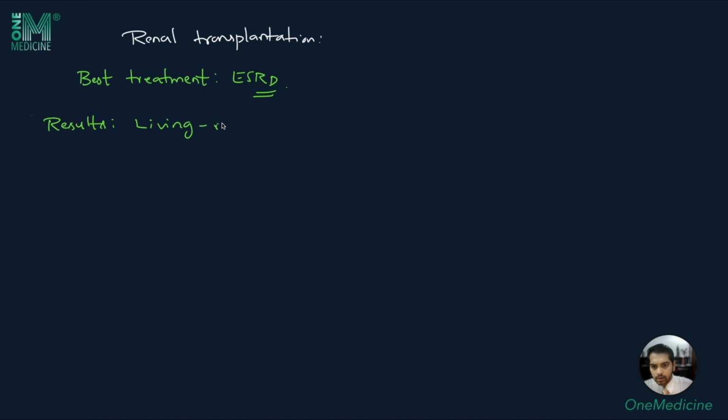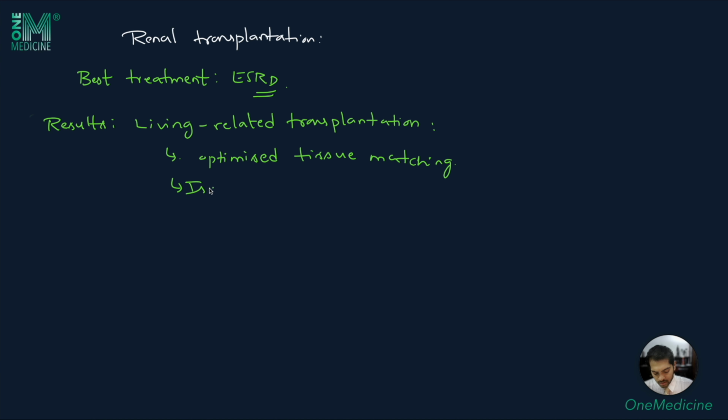Next topic is renal transplantation. This remains the best treatment option in case of end stage renal disease, provided the patient has a good, adequately matched renal donor. The results are best with the living related transplantation. This is because in living related donor there is an optimized tissue matching and ischemia time is reduced.